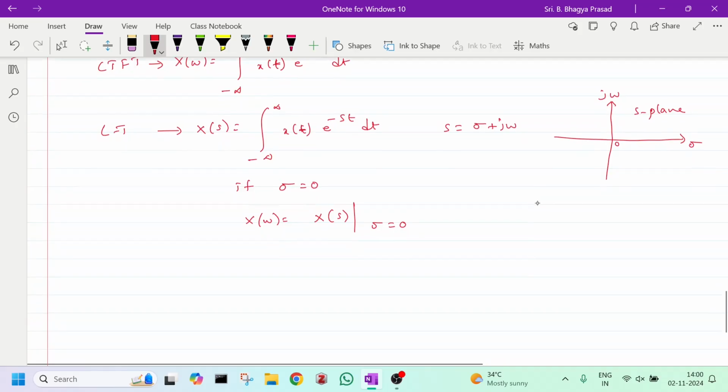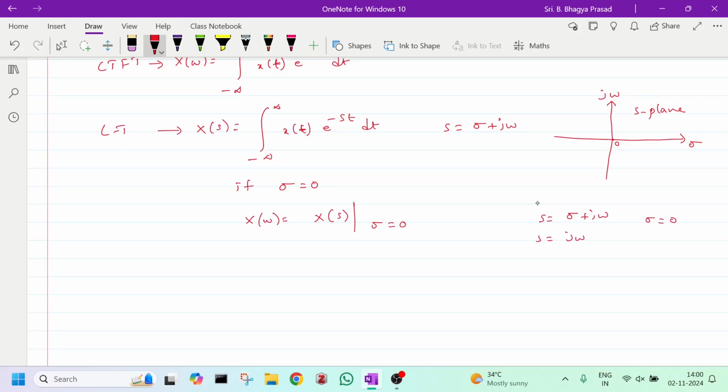This indicates that in the s plane, sigma equal to 0 means it indicates this point, and s equal to sigma plus j omega. So when you make sigma as 0, the s value will be j omega values. This is nothing but simply your j omega axis in the s plane.